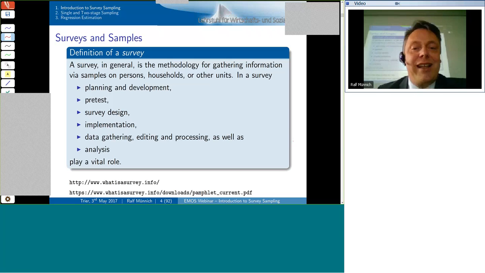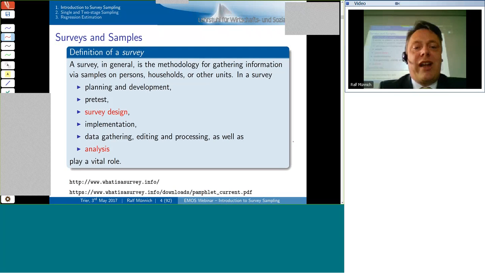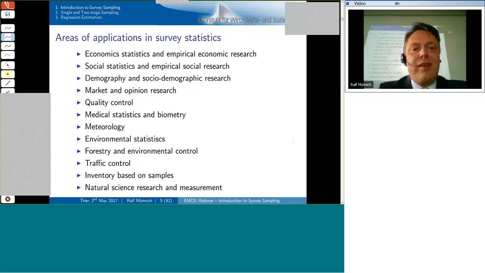Today, certainly, we cannot tackle everything. We already had nice lectures on planning and pre-test. What we do here today is more the survey design. And, of course, the survey design has an impact on the analysis because we want to draw different values: totals, means, proportions, tables. You know all the famous tables in official statistics, and that's our main purpose.